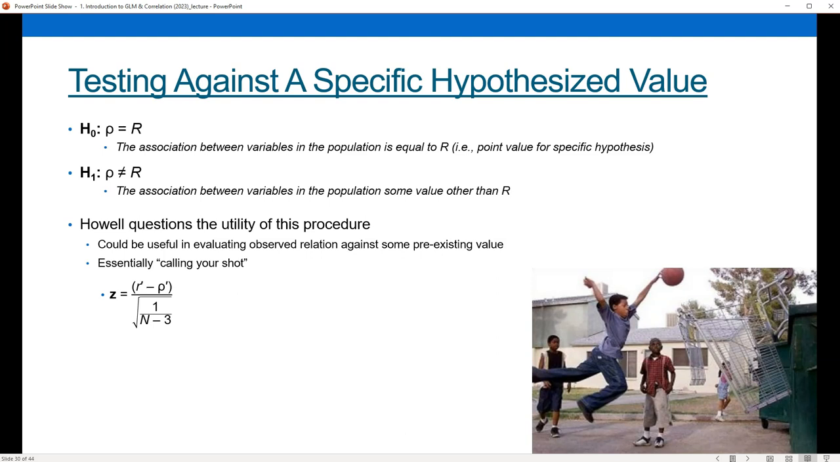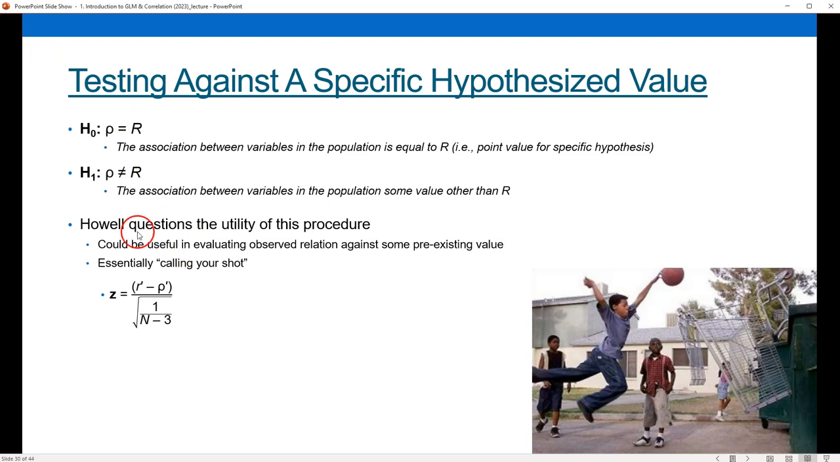useful. Essentially what you're doing is calling your shot. Going back to that meal example that we talked about, with hard sciences, the difference between calling your shot and testing against some specific point estimate versus just saying that something is likely not 0. This is kind of getting into some of that idea here. So, pretty easy to do.